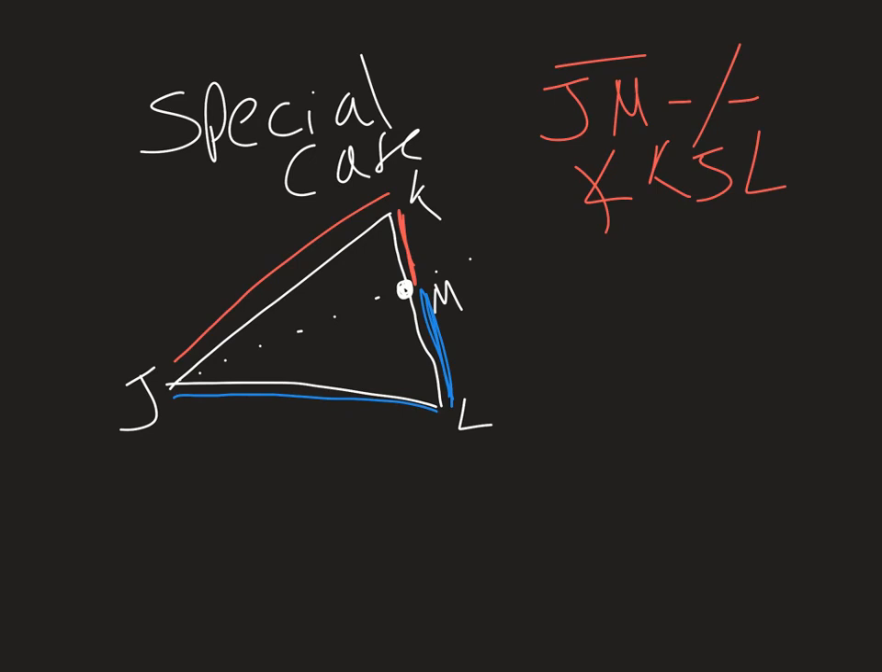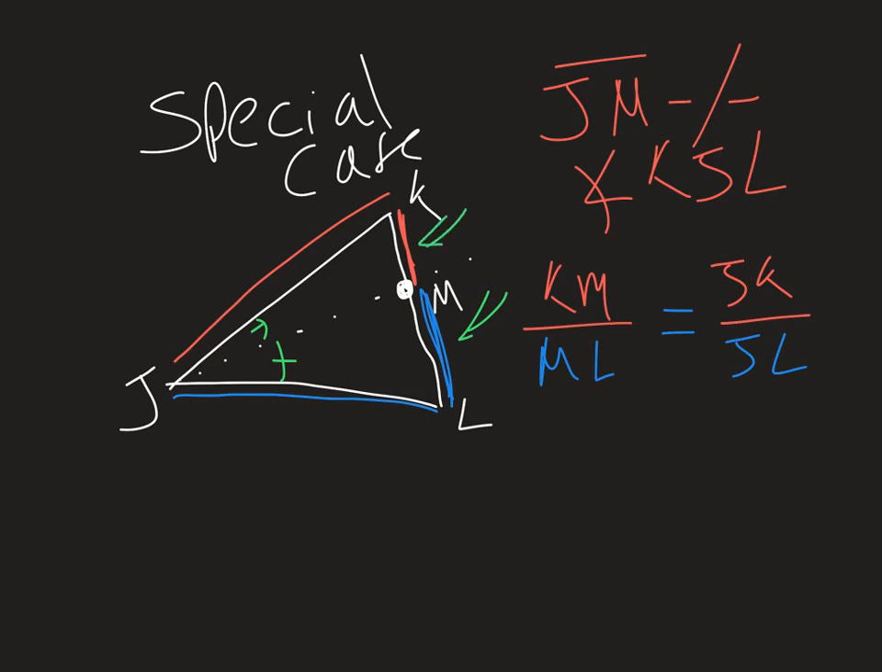We're looking at KM compared to ML is going to be equal to JK as compared to JL. So in other words, if I'm looking at this angle bisector, if I just look at each half of the angle and the opposite sides, well, they will be the same in terms of ratio if I compare them to the sides of the triangle of the angle that I'm bisecting.